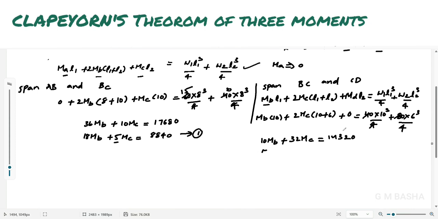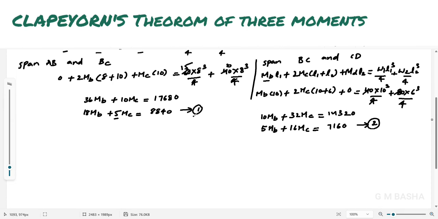So again simplify this one. You will get around 2 times 5 MB plus 16 times. Again how many times it will go? 7160 times. So take down this equation as number 2. Okay, you got both the equations 1 and 2. See here, this is equation 1 and this is equation 2.